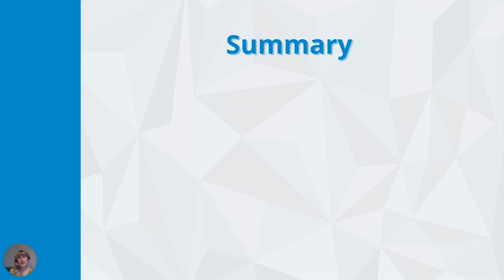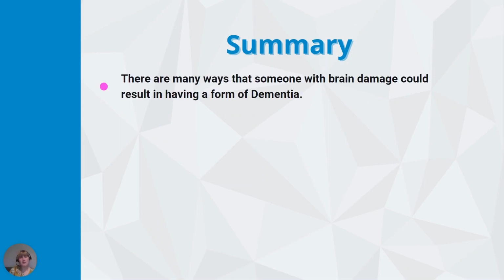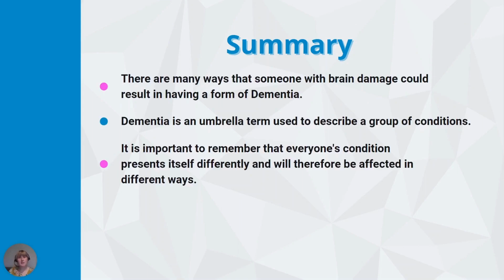So that brings us to the end of today's webinar. Just to summarise, there are many ways that somebody with brain damage or a brain condition could end up having a form of dementia. The term dementia is an umbrella term. It's used to describe many types of conditions that could present as a dementia condition. It's important to remember that not everybody's condition will present the same, and everybody's condition can have different signs and symptoms and therefore should be treated differently.